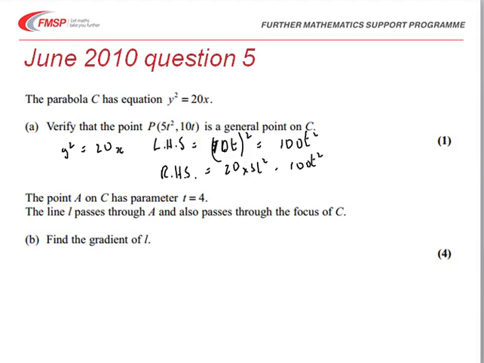There's just a single B mark for that part of the question. No method needed. You just simply need to do the substitution to pick up your B mark there, B1.